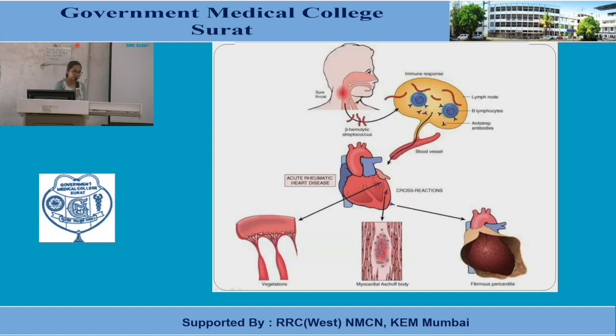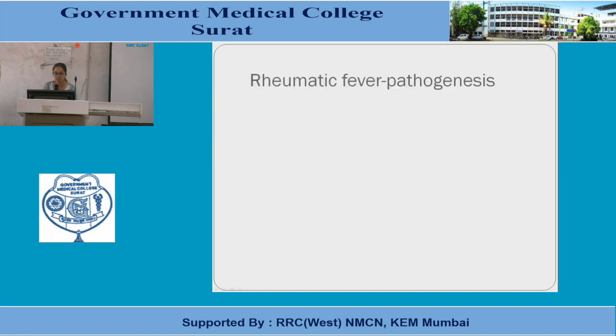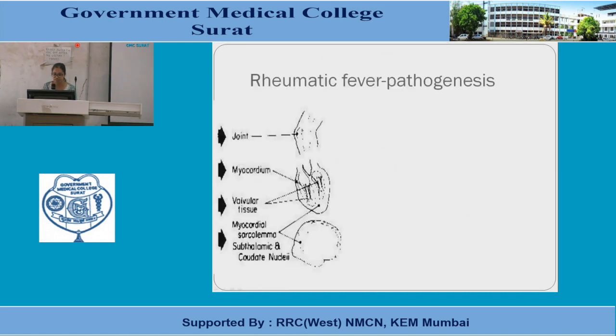So, this is the pathogenesis. First of all, there is a throat infection by the streptococci. So, our body will produce antibody against streptococci. Now, due to the antigenic similarity, this antibody cross-reacts with the human connective tissue. In the figure, it reacts with the heart and causes vegetation as well as fibrinous pericarditis. Okay. So, rheumatic fever pathogenesis.